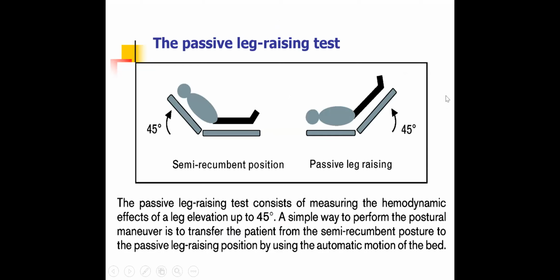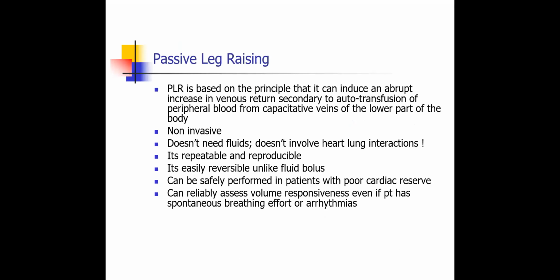So what about the passive leg raising test? Here you see in the picture, the passive leg raising test consists of measuring the hemodynamic effects of a leg elevation up to 45 degrees. A simple way to perform the postural maneuver is to transfer the patient from semi-recumbent posture to the passive leg raising position by using the automatic motion of the bed, right? This is a simple way to perform.